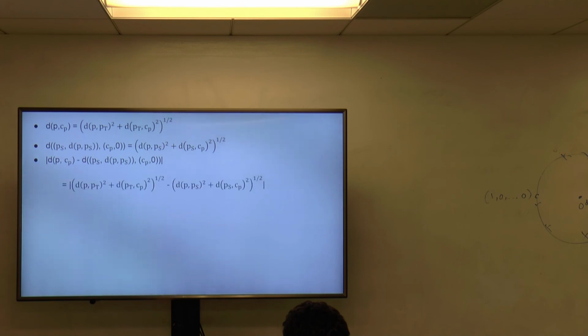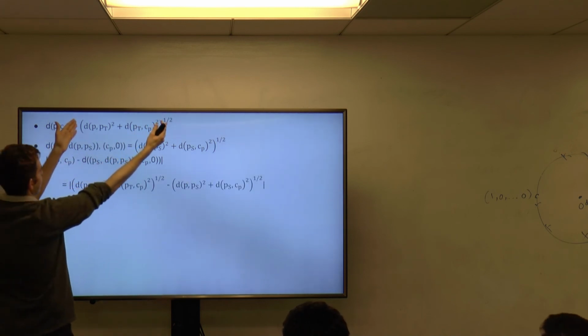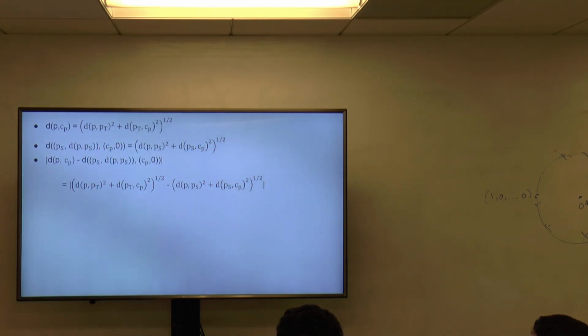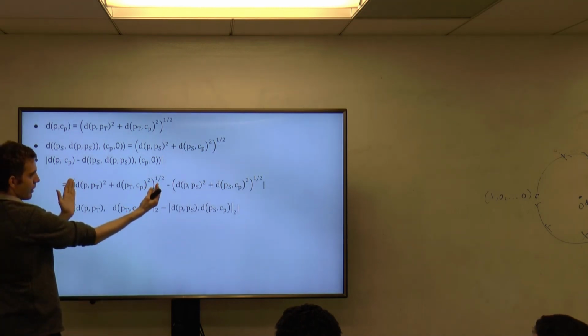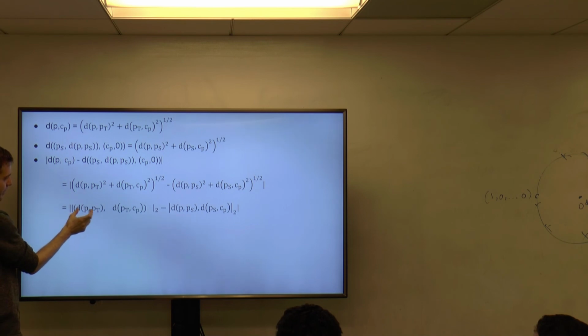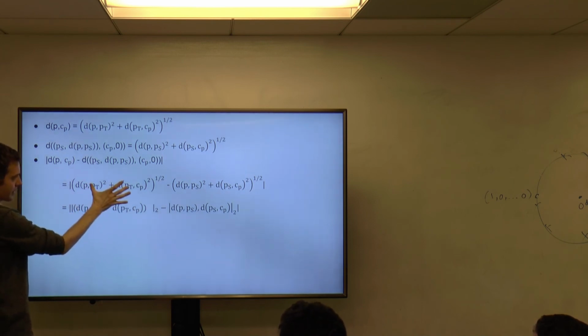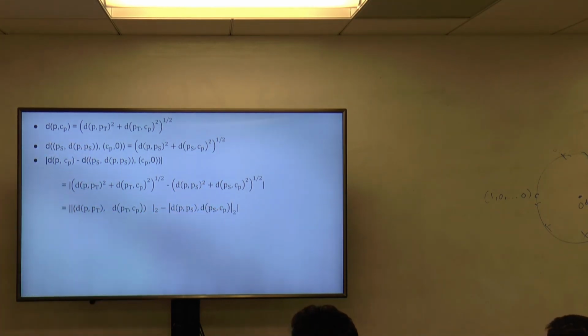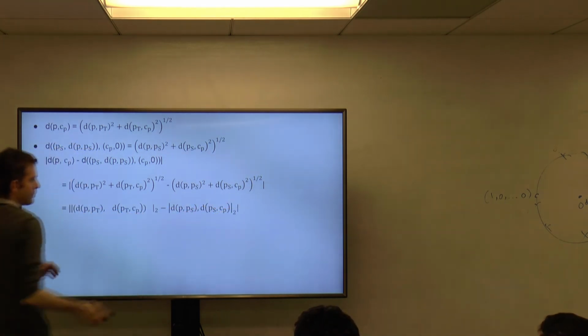So what is that? I'm just plugging in this distance here and this distance here. Nothing happened; I just plugged in the definition from the previous two lines. What can we do here to get rid of the squares and the square roots? Well, one thing to observe is that this is the Euclidean norm of the vector (distance p to pt, distance pt to cp). It just has two coordinates. And this is the Euclidean norm of some other vector with two coordinates. And I'm taking a difference of these norms.